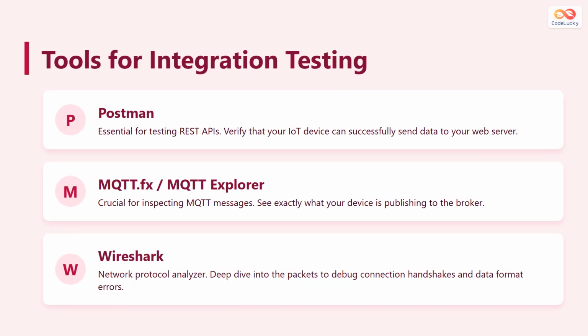For integration testing, you will need specialized tools. Postman is perfect for testing the API endpoints your devices communicate with. Tools like MQTT.fx allow you to see the raw messages being published by your devices. And Wireshark helps you analyze the network packets deeply to debug connection issues.